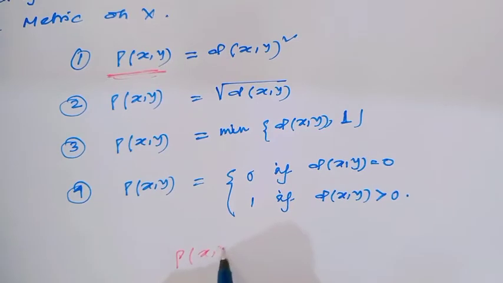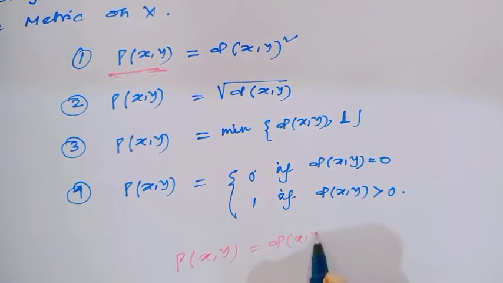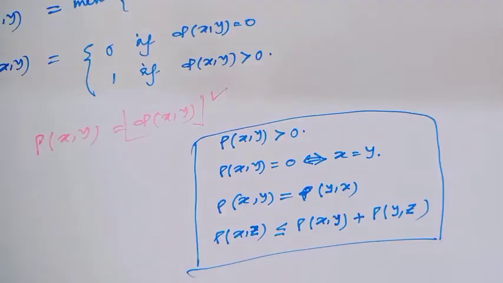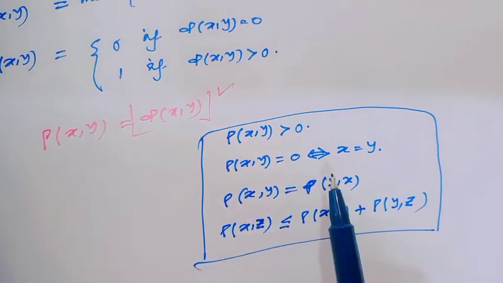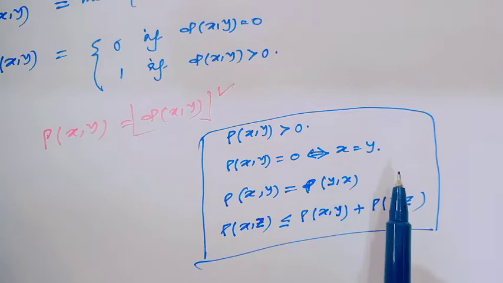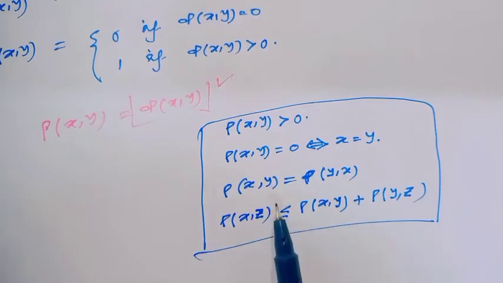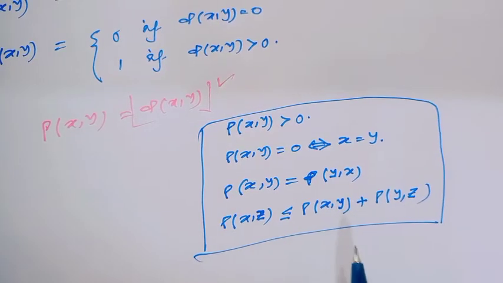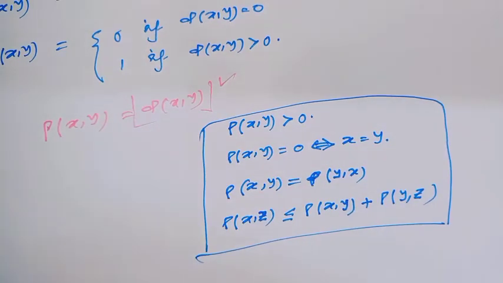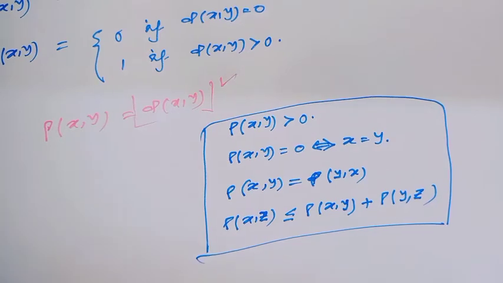At first I will look at rho of xy equal to d of xy whole square. To prove rho is a metric, at first we have to prove rho of xy greater than or equal to 0. Second, rho of xy equal to 0 if and only if x equal to y. Third, rho of xy equal to rho of yx. And fourth, rho of xz less than or equal to rho of xy plus rho of yz. We have to prove these four properties.